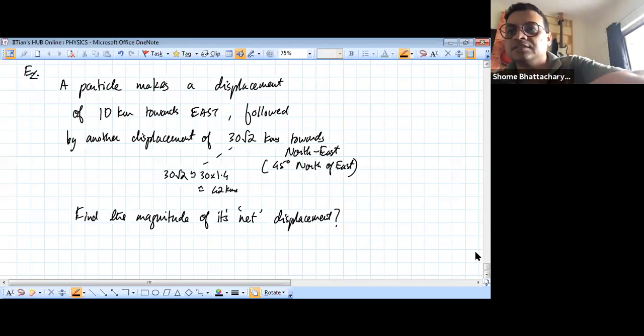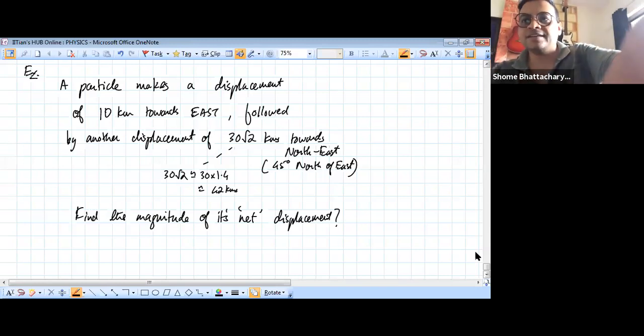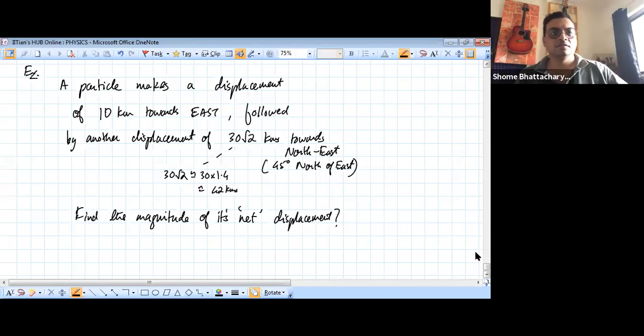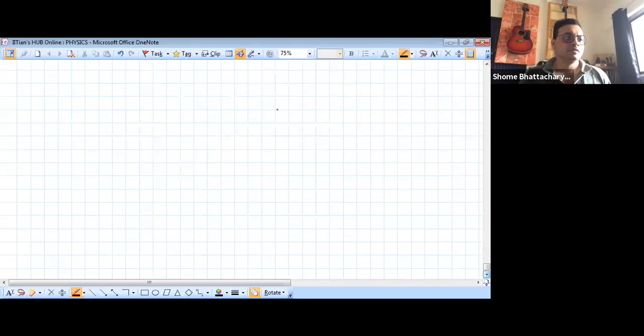Okay, I'll just make the diagram for you and then it will become clear. I think it's just a matter of getting the geometry correct. So again, if our reference directions are like this, I take my x-axis along west to east and south to north.